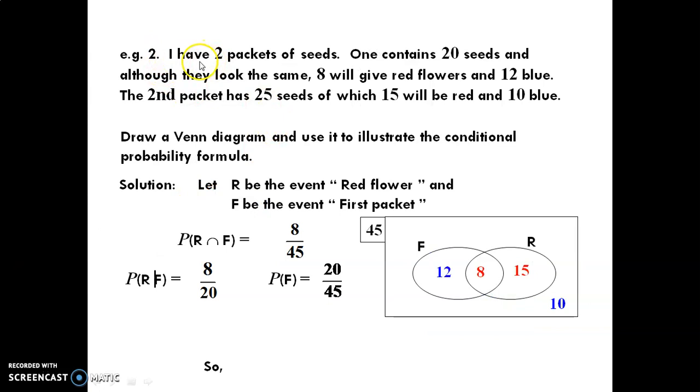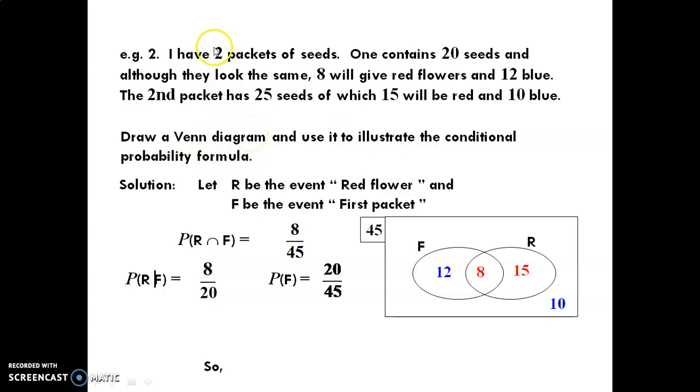Example second, suppose I have 2 packets of seeds. One contains 20 seeds, and although they look the same, 8 will give red flowers and 12 blue. The second packet has 25 seeds, out of which 15 will be red and 10 will be blue. Draw a Venn diagram and use it to illustrate the conditional probability formula.